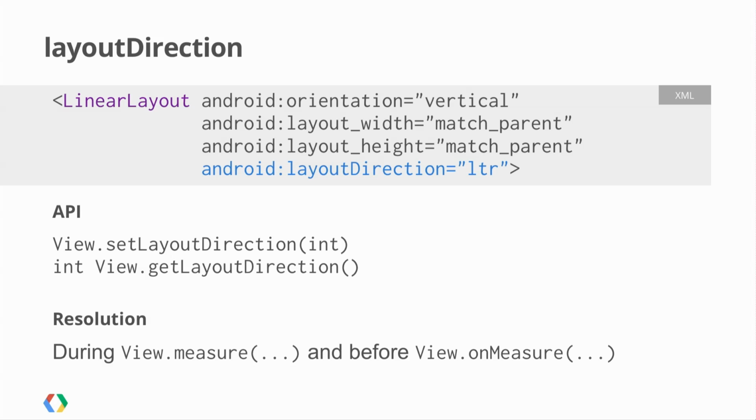The API is pretty simple here: setLayoutDirection and getLayoutDirection. The most interesting part is the default value, which is set to inherit. Inherit means that the view doesn't know its value. It will ask its parent for the value. And if the parent doesn't have it, it will go up the view chain, up to the view root. And the view root will ask the locale, what is my direction? This resolution process is done during the view measure pass, and it's done before we call you on measure, so that you're 100% sure that layout direction is resolved before we call you.